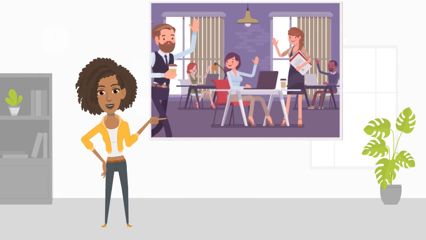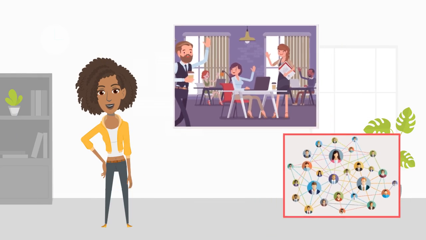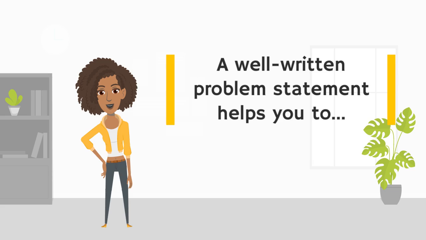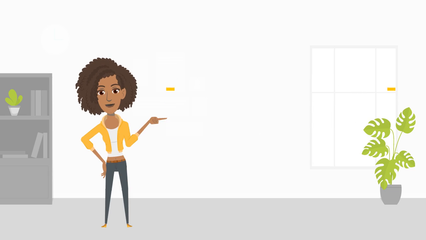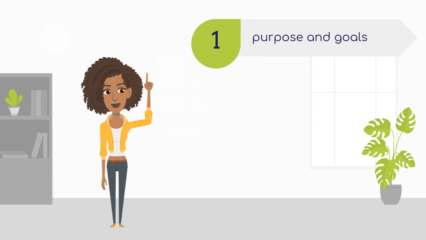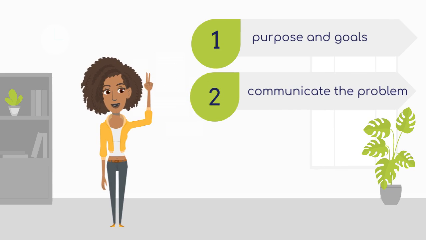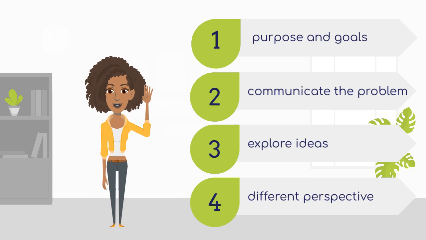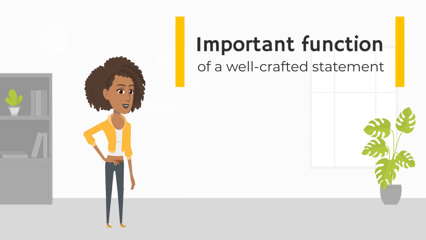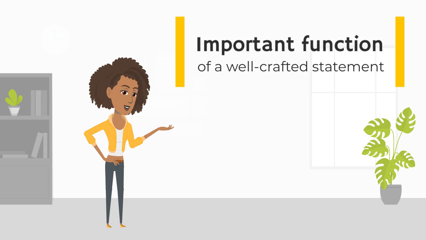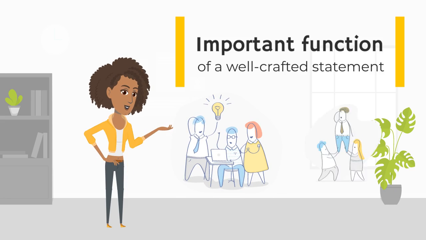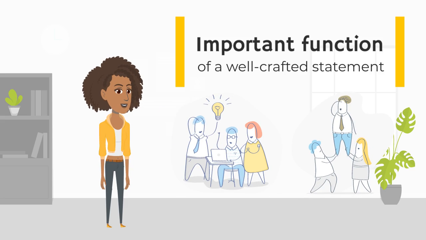One of the most important skills for a team and an organization is the ability to effectively define problems. A well-written problem statement helps you to establish the team's purpose and goals, communicate the problem that needs to be resolved, explore ideas by providing a clear goal, and articulate the challenge from a different perspective. Another important function of a well-crafted statement is that it allows you to lobby for resources around a single idea and build buy-in with peers and stakeholders.